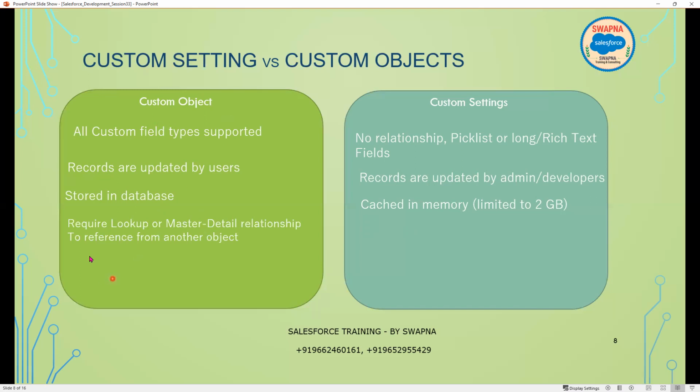Now, a custom object requires a lookup or master-detail relationship to reference another object. If you want to link or reference any fields, you implement a relationship between the two objects. Whereas in a custom setting, no relationship field is required. So these are the four differences between custom object and custom setting. Any questions till this point?